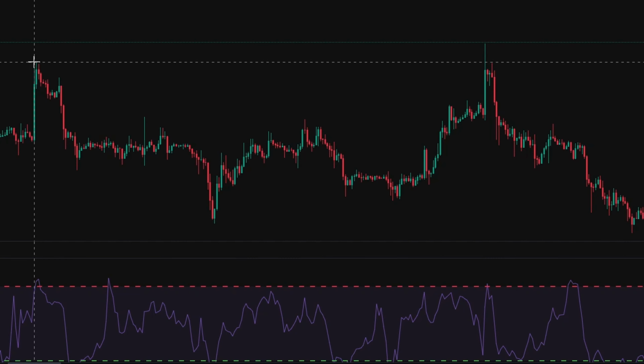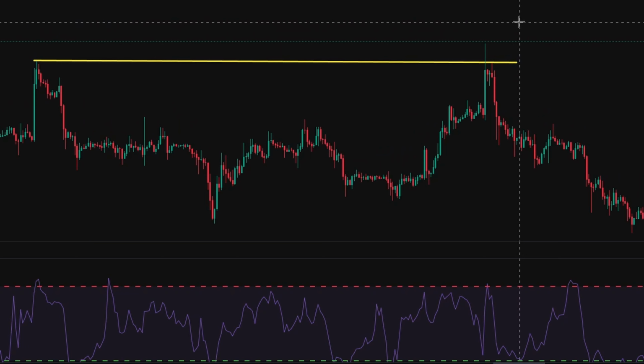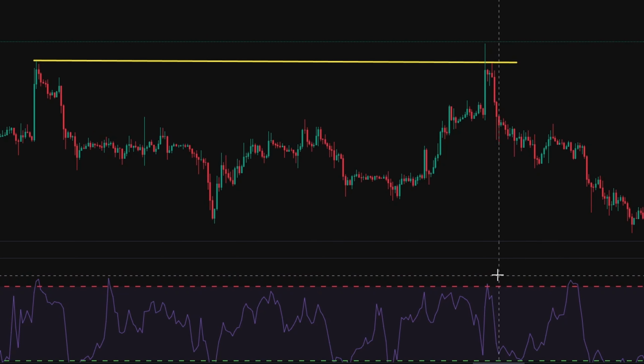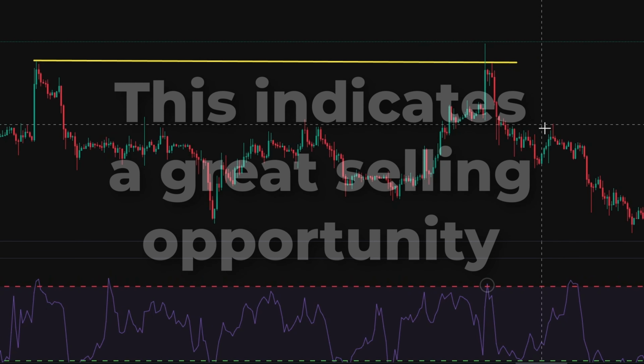Example 1. The price reaches a resistance zone and begins to turn down, confirming the level. Then it returns to the resistance. At this point, MFI is in the overbought zone, which strengthens the signal. This indicates a great selling opportunity.